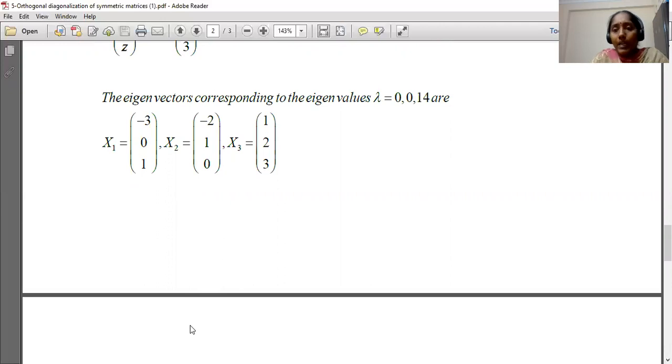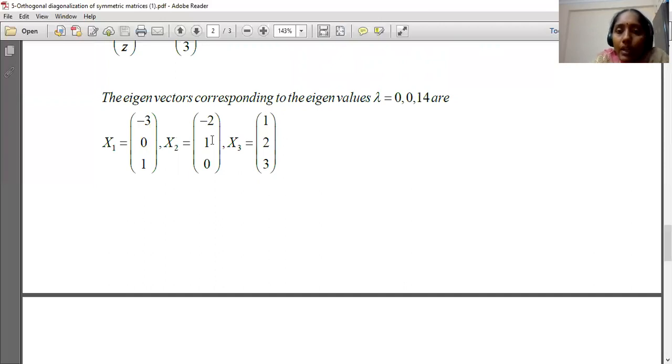After finding the eigenvectors, we need to check whether all the eigenvectors are orthogonal or not. If they are orthogonal, then find the orthonormalized vectors. If they are not orthogonal, then convert them into orthogonal vectors and then find the orthonormalized vectors. Okay, first we check whether these are orthogonal or not.